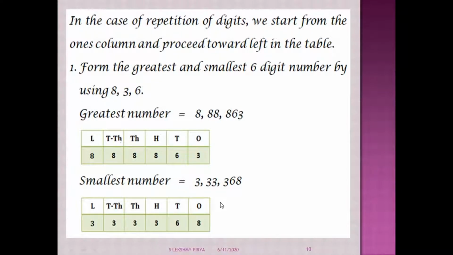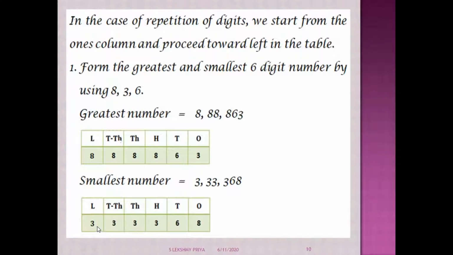So how to form the smallest number? In the same way. To form the smallest number, we have learned that we have to write in ascending order. From left to right it is ascending order. But we are going to start here in the right place, the ones place. So in the ones place we need to write the greatest digit. The greatest digit is 8. Then on the left side it is 6. Then it is 3.